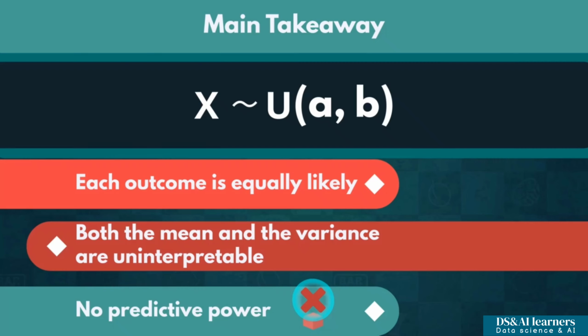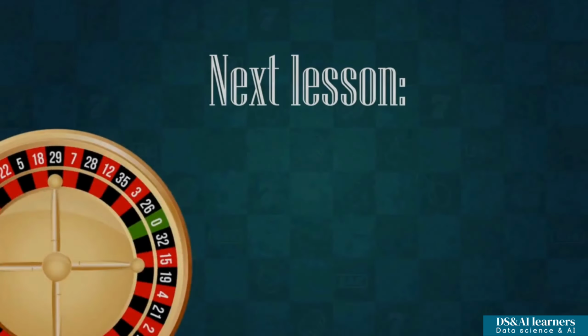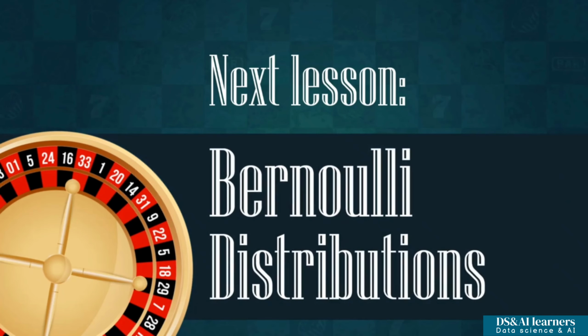Sadly, the uniform is not the only discrete distribution for which we cannot construct useful prediction intervals. In the next video, we will introduce the Bernoulli distribution.